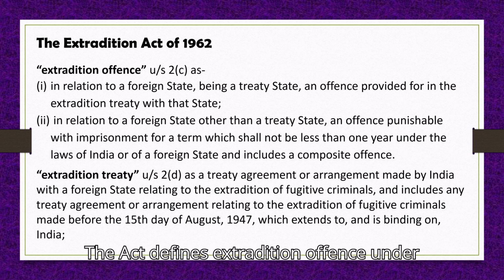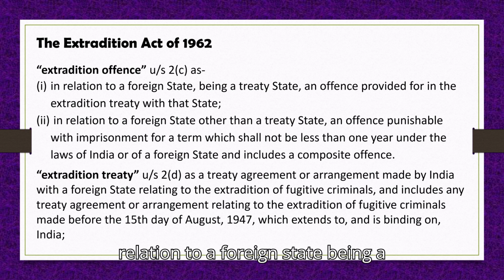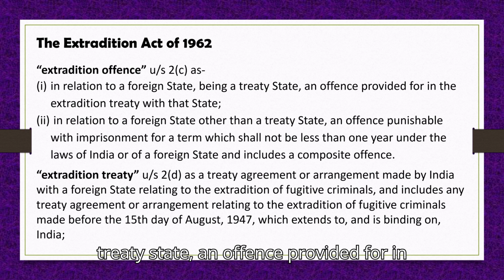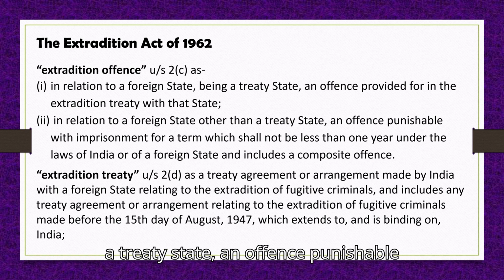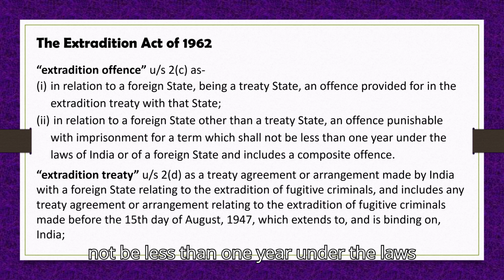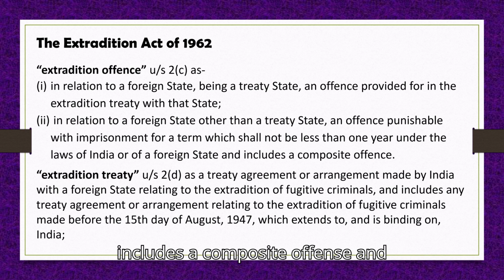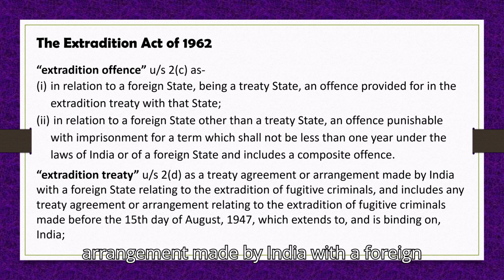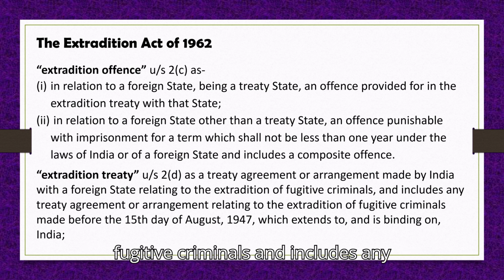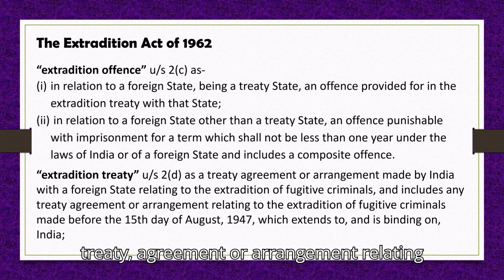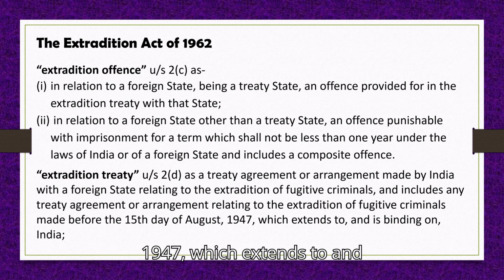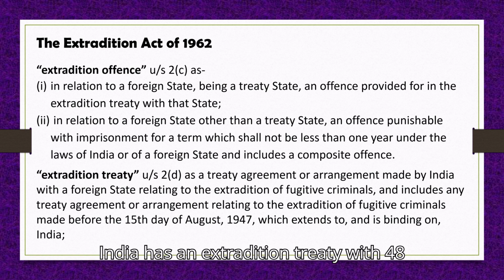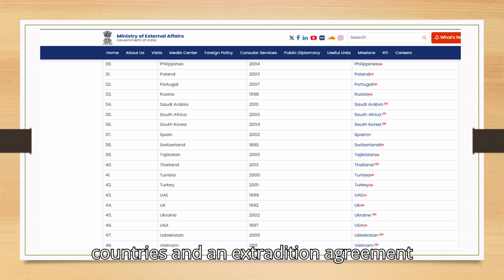The Act defines extradition offence under Section 2 Clause C as 1. In relation to a foreign state, being a treaty state, an offence provided for in the extradition treaty with that state. 2. In relation to a foreign state other than a treaty state, an offence punishable with imprisonment for a term which shall not be less than 1 year under the laws of India or of a foreign state, and includes a composite offence. And extradition treaty under Section 2 Clause D as a treaty, agreement or arrangement made by India with a foreign state relating to the extradition of fugitive criminals, and includes any treaty, agreement or arrangement relating to the extradition of fugitive criminals made before the 15th day of August 1947, which extends to and is binding on India. Currently, India has an extradition treaty with 48 countries and an extradition agreement with 12 countries.